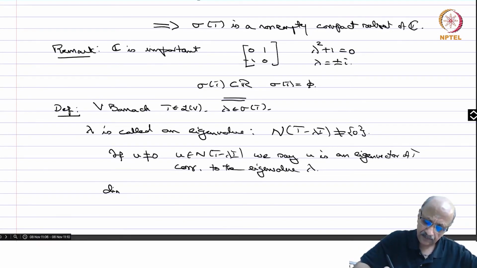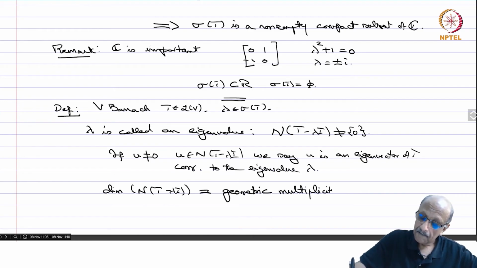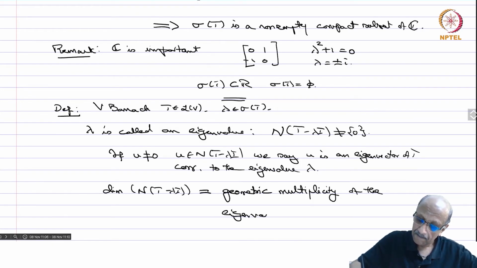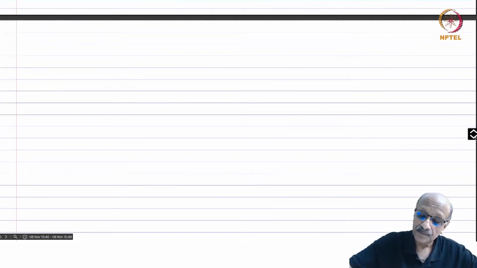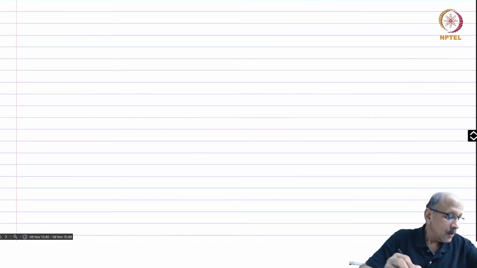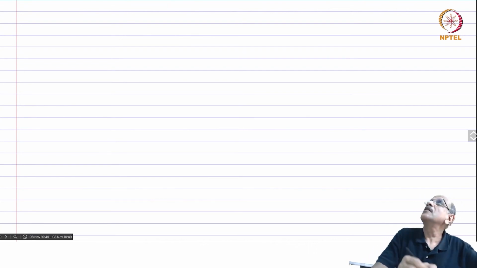And the dimension of the null space of T minus lambda I is called the geometric multiplicity of the eigenvalue lambda. Okay, so this is called geometric multiplicity. There is something else called algebraic multiplicity, which we can discuss. Okay. So now let me briefly recall a theorem which we have done before.